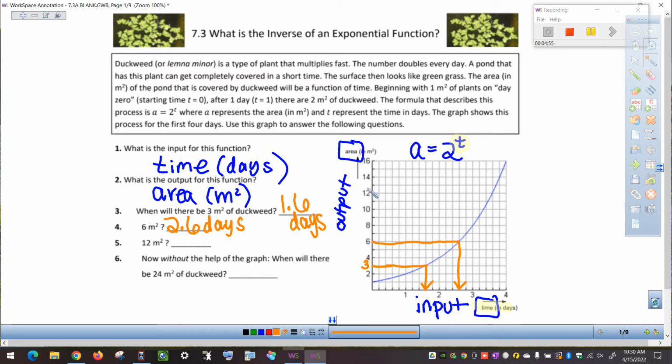And then an area of 12 square meters. We're going to do the same thing here. We'll bring this line straight down, and we see that that should be 3.6 days. So can any of you tell us now, without the help of the graph, because this next question is not on the graph, how many days would it be to get to 24 square meters? Anything you notice here? Go ahead, Anna.